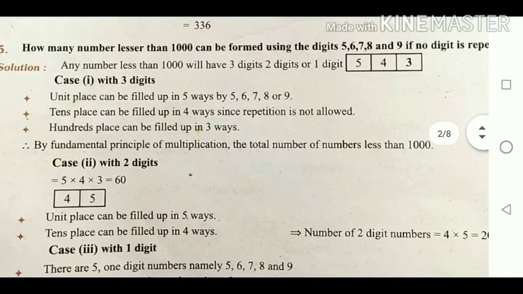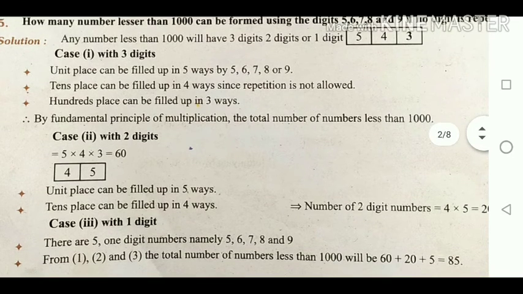Then the fifth sum: how many numbers less than 1000 can be formed using the digits 5, 6, 7, 8 and 9 if no digit is repeated? Listen here, there are 5 digits. Numbers less than 1000 can be 1-digit, 2-digit and 3-digit numbers.